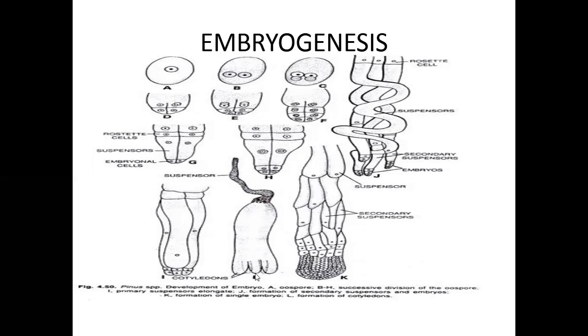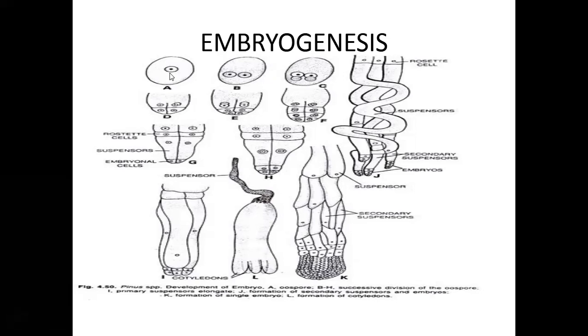Similarly, in the Pinus embryo, polycotyledons are present. From these four embryos, one embryo develops into the Pinus plantlet. The remaining embryos act as nutrient tissue, and they supply nutrients to the developed embryo. This is the embryogenesis of Pinus.